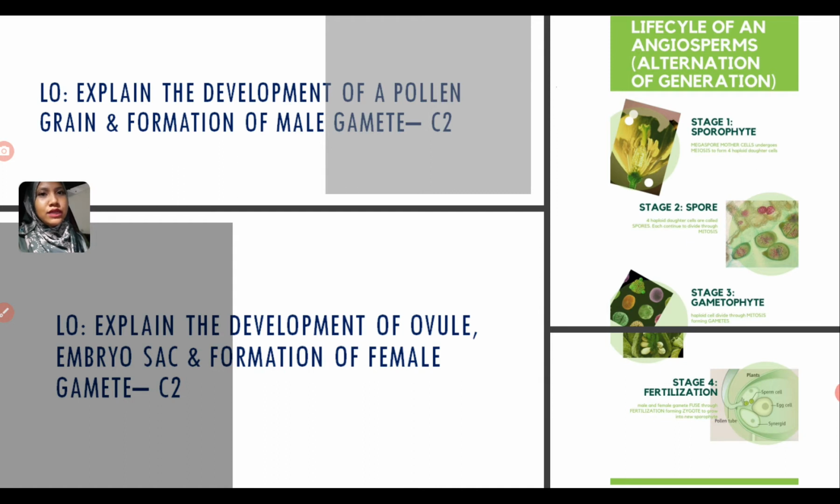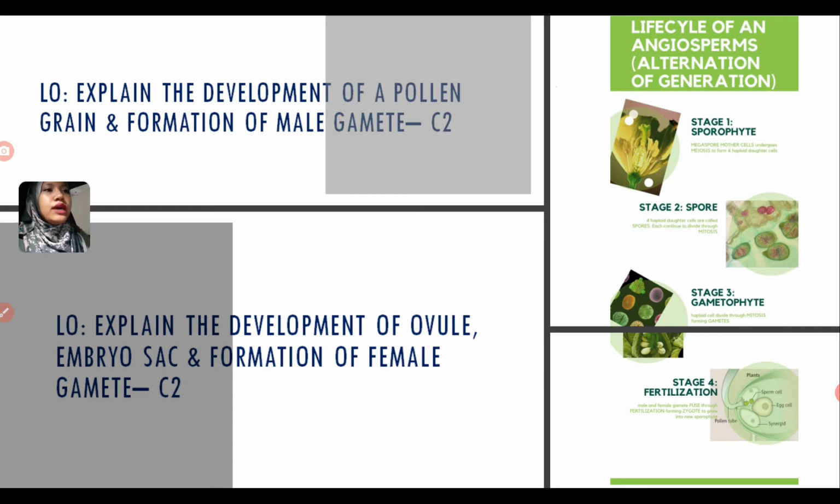So, the continuity from the first lesson video. Now we are going to focus on the process. In this lesson video, by the end of it, you should be able to explain the development process of the pollen grain, which is the male gametophyte, and the formation of the male gamete, as well as the development of the ovule, the embryo sac, the female gametophyte, and the formation of the female gametes.